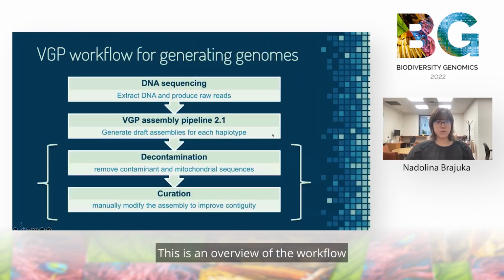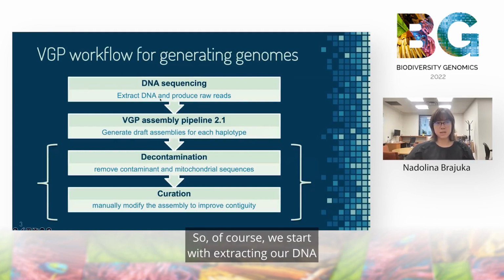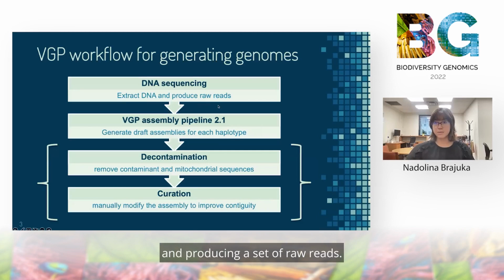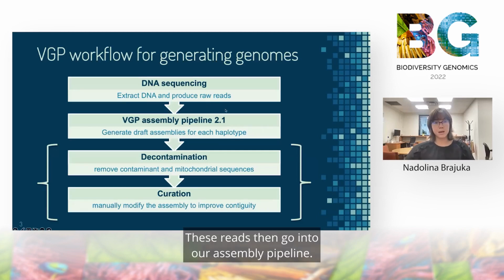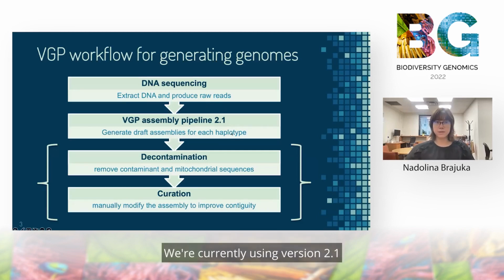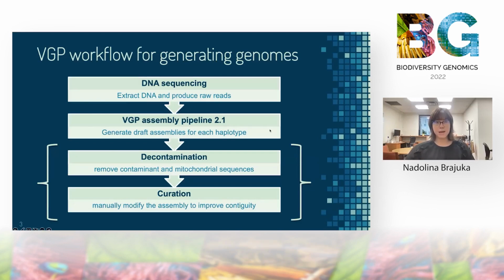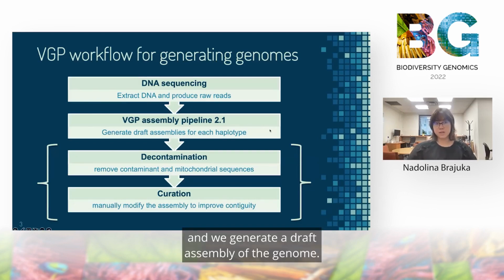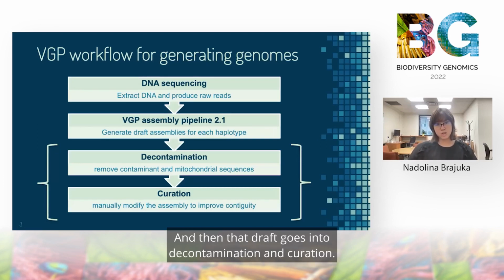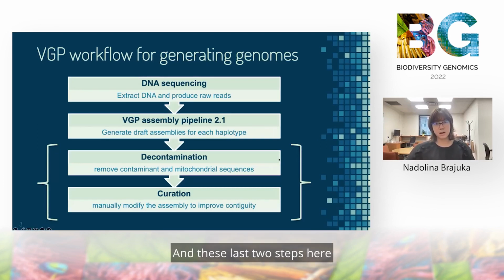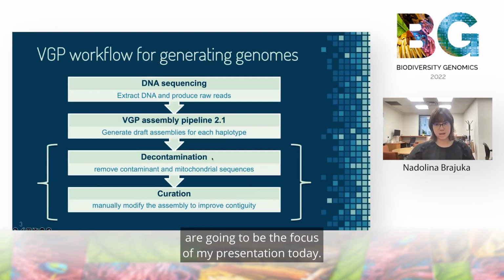This is an overview of the workflow the VGP is currently using. So of course, we start with extracting our DNA and producing a set of raw reads. These reads then go into our assembly pipeline. We're currently using version 2.1, and we generate a draft assembly of the genome. And then that draft goes into decontamination and curation. And these last 2 steps here are going to be the focus of my presentation today.